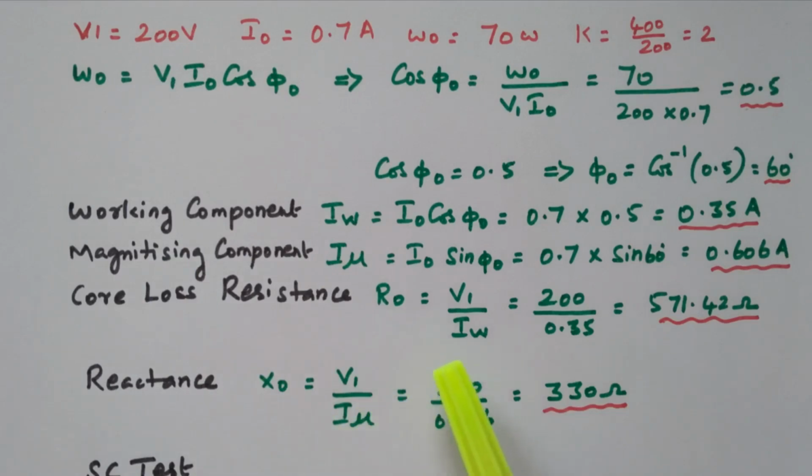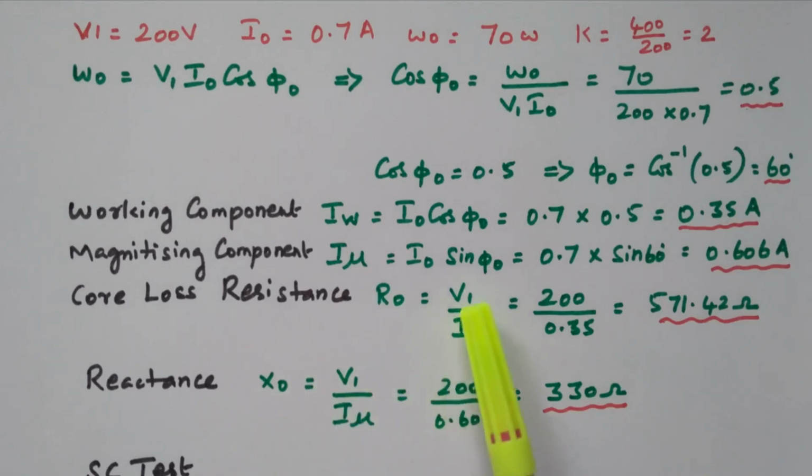And the other two parameters we need are R0 and X0. During the load and no load condition we need 4 parameters: one is Iw, I mu, R0 and X0. The current Iw is flowing through the resistance. The magnetizing current is flowing through the inductance. So we need to find the R0 and X0 values.